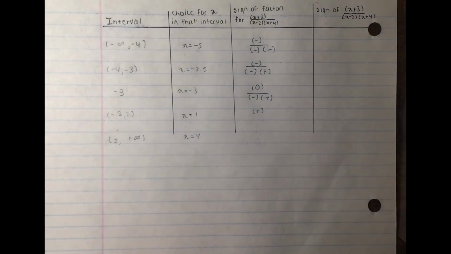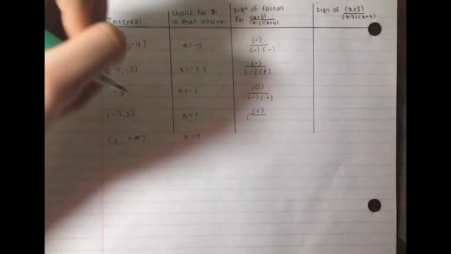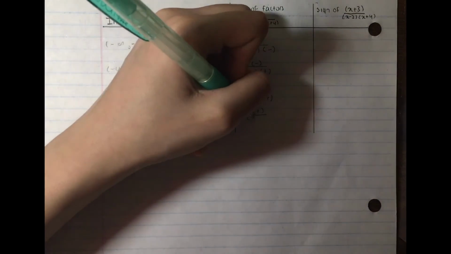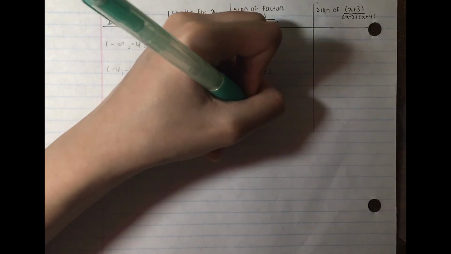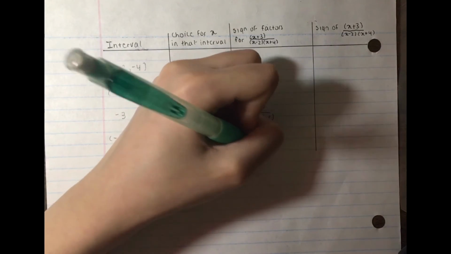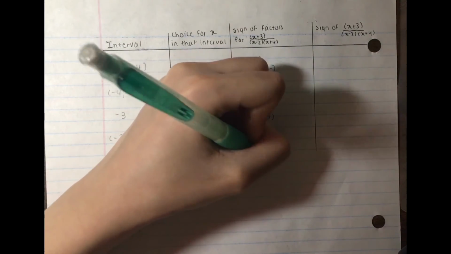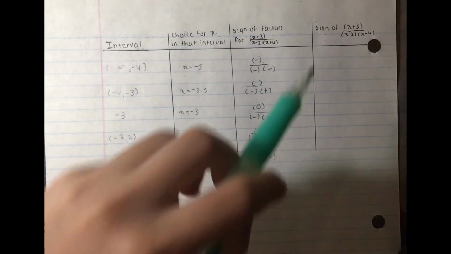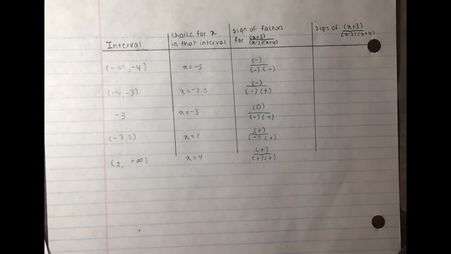Then for x equals 1, in the numerator it's going to be a positive because 1 plus 3. And then for the factors in the denominator, x minus 2, that's going to be a negative, and x plus 4 is going to be a positive. The test value of 4, so the sign of the factors is going to be positive over a positive times a positive. And now we're going to find the sign of x plus 3 over x minus 2 times x plus 4.